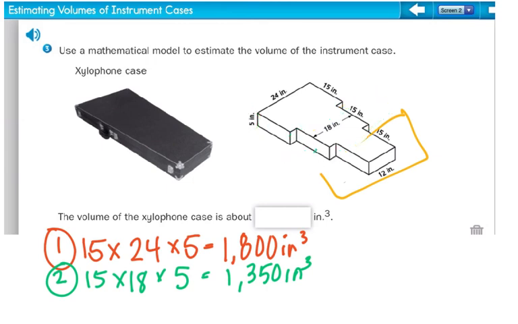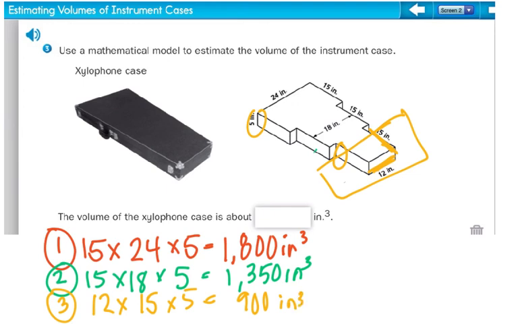Let's erase that. And then the last one, number 3. The length is 12. The width is 15. And of course the height is the same all along here, which is 5. So on your calculator, take the length, 12, times the width, 15, times the height of 5. You should get 900 inches cubed.